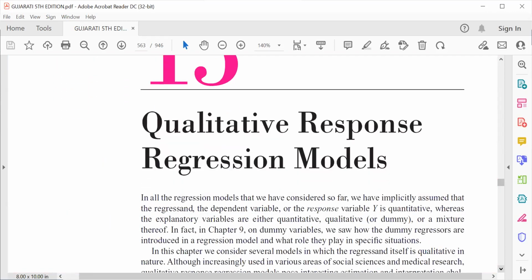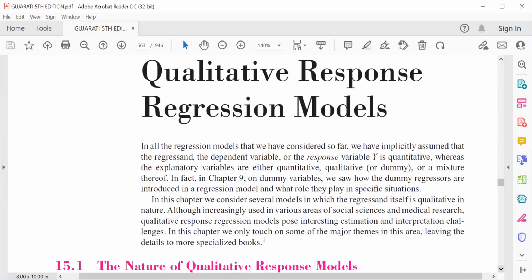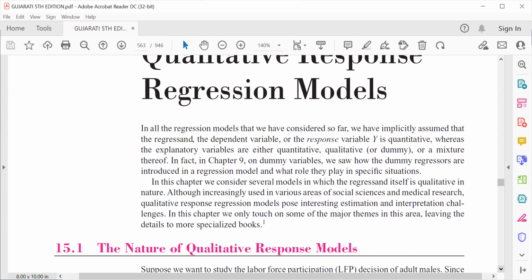Okay, we continue with the qualitative response regression model. Most students now use these types of regression models. In all the regression models that we considered, we have implicitly assumed that the dependent or response variable is quantitative. Now if the dependent variable is qualitative or a dummy variable, how do we deal with this model?